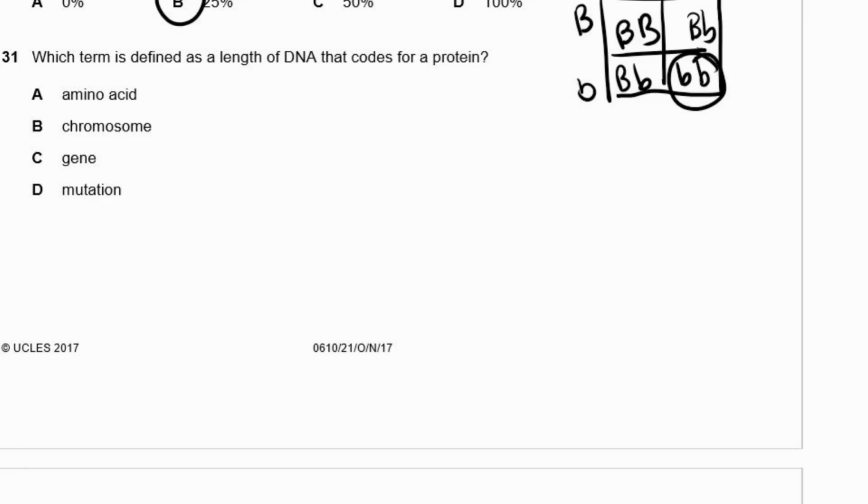Question 31. Which term is defined as a length of DNA that codes for a protein? Is it an amino acid? Nope, an amino acid is just something that makes up a protein. Is it a chromosome? Nope, a chromosome contains more than one length of DNA that codes for a protein. It codes for more than one protein. Is it a gene? Yep, it's a gene. That is the definition of a gene. Is it a mutation? No, a mutation is a change in that code. So the answer is C.